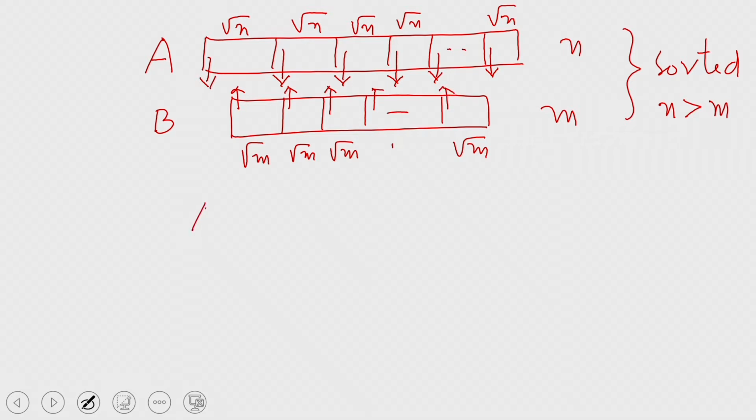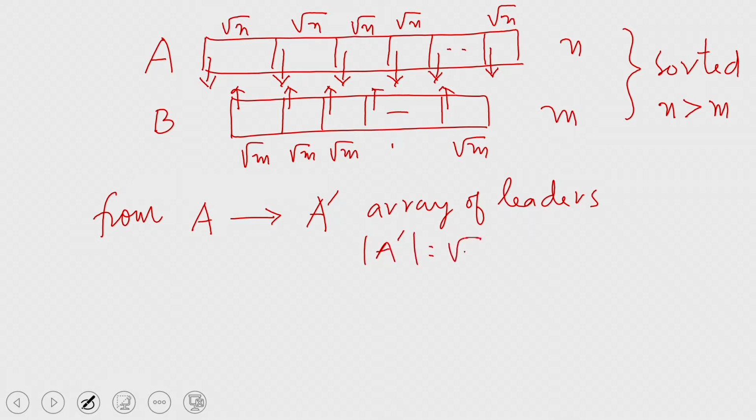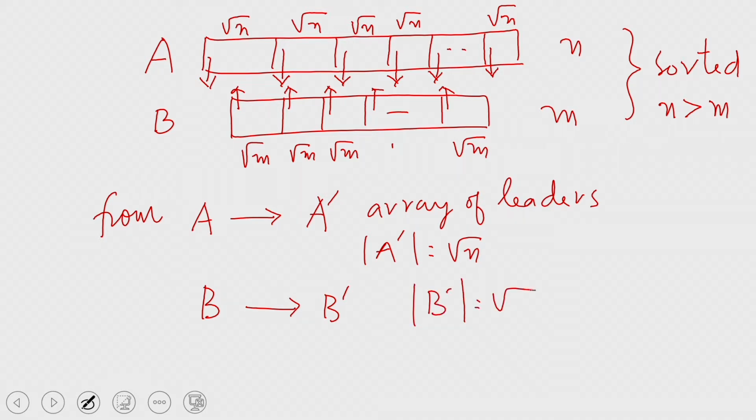So from A we get a leader array A prime, which is an array of leaders from A, and the size of A prime is square root of n. Similarly, from array B we get an array of leaders B prime, so that the size of B prime is square root of m.